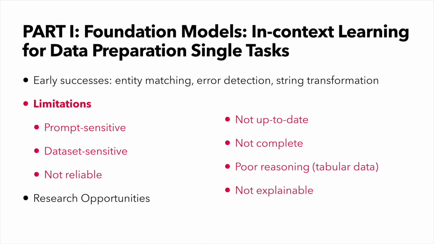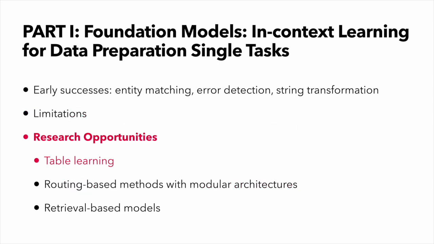The third one is that it's not reliable. We'll also talk about how it's not up to date and not complete. It has very poor reasoning, especially for tabular data, and it's not explainable. Afterwards, we'll talk about 3 research opportunities. The first one is called table learning.